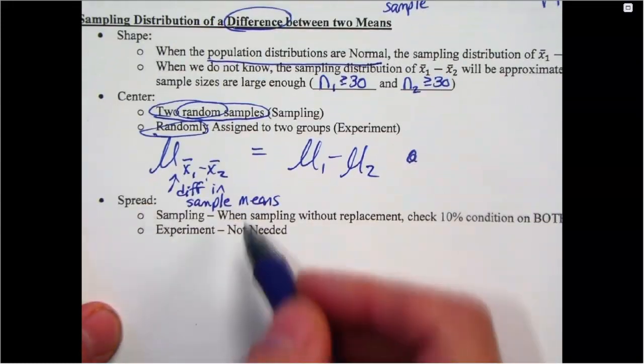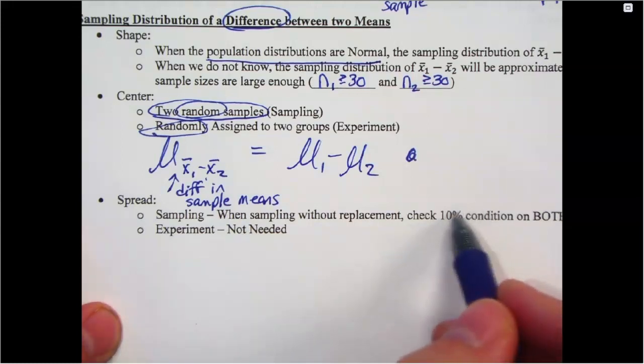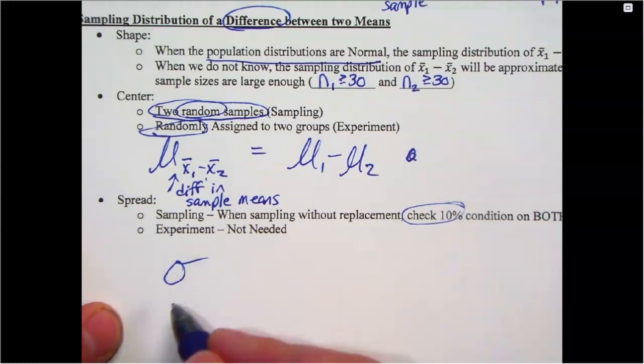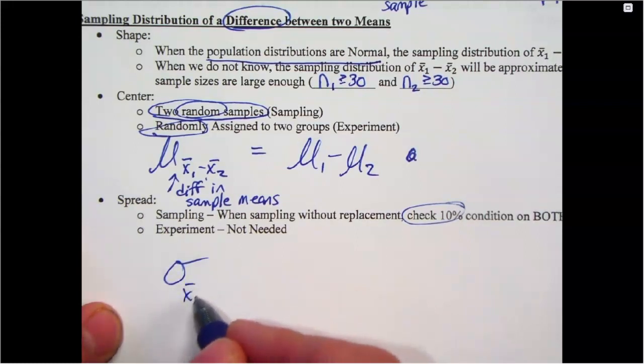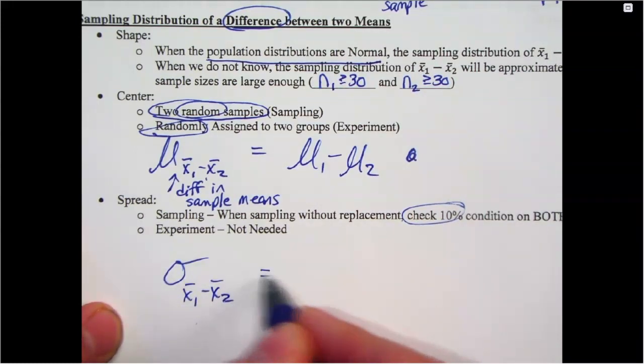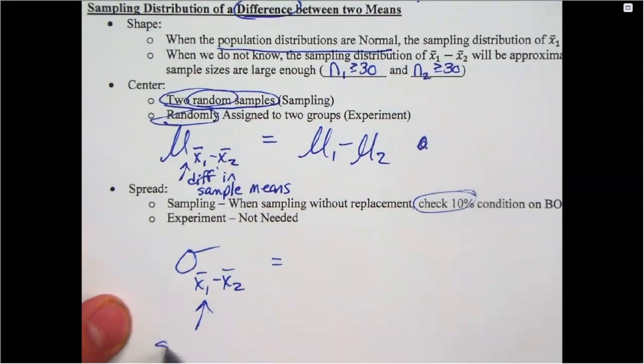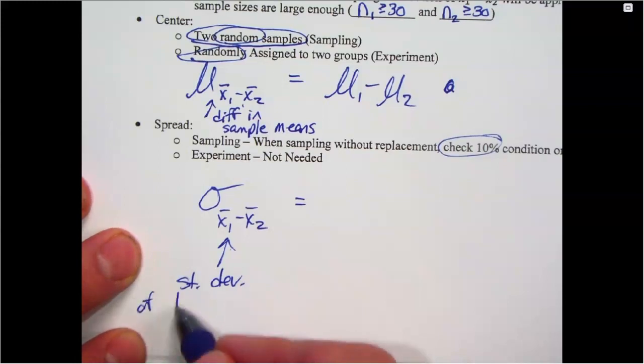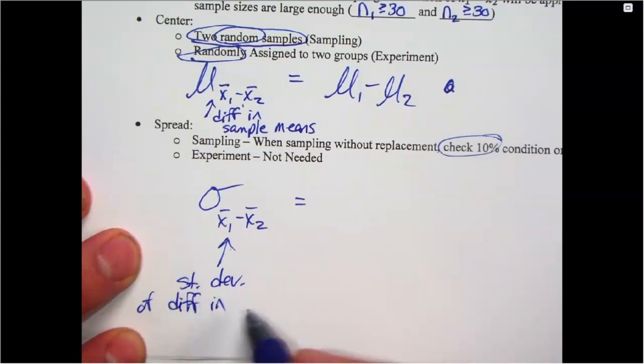And then the standard deviation, or the spread, this is the 10% condition, or independence. So the spread of the sample mean, the difference in the sample means. So this is the standard deviation of the difference in sample means.